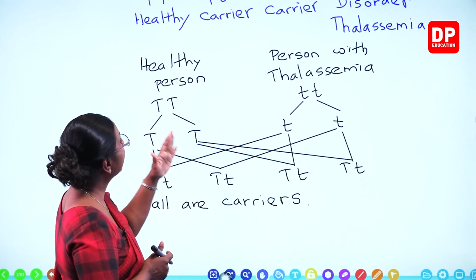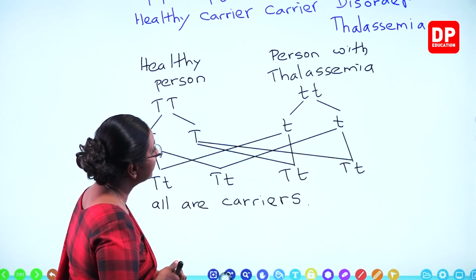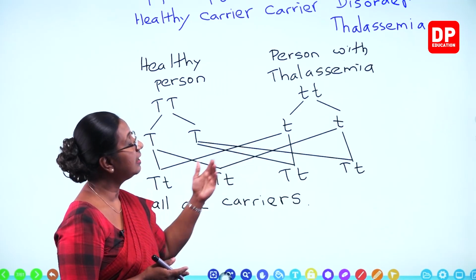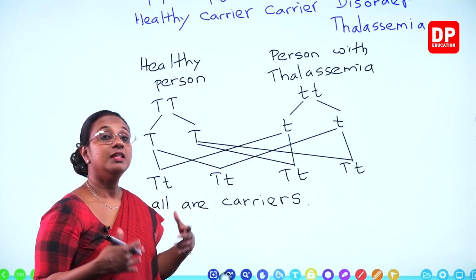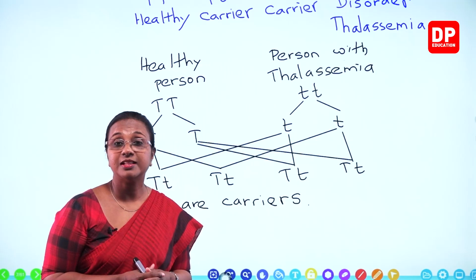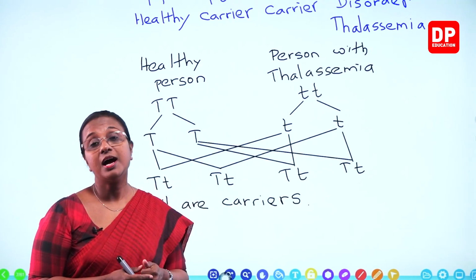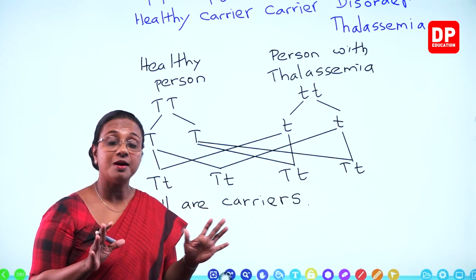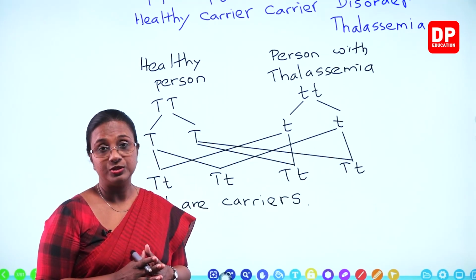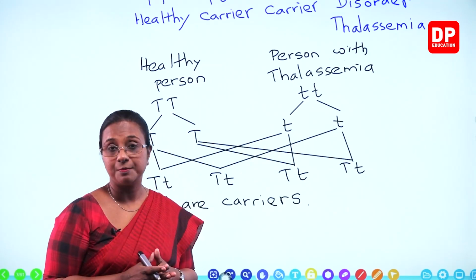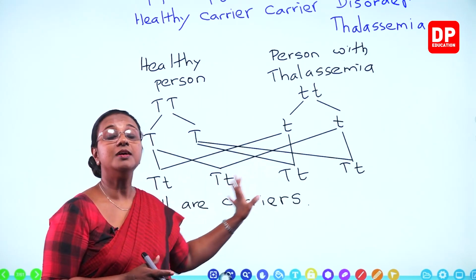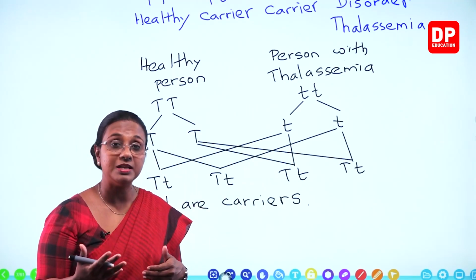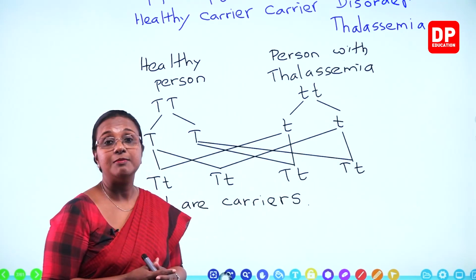So that is between a healthy person and a person with thalassemia. If you have a thalassemia carrier and a thalassemia person, then again the chances of getting thalassemia will be even higher. So like that we can write different combinations. I am sure you all are able to do that because I have shown you all examples. Depending on the parents, you will get different types of children, different combinations. The genotype will be different.